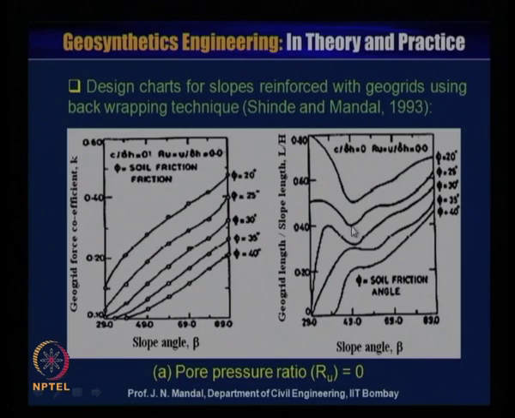From the right side also, this is the correlation between the slope angle and the ratio of geogrid length to slope length, that is L by H. So, knowing the angle beta and the soil friction angle, you can calculate L by H. That ratio you can determine. If you know the height of the reinforcement, then you can calculate the length of the geogrid.